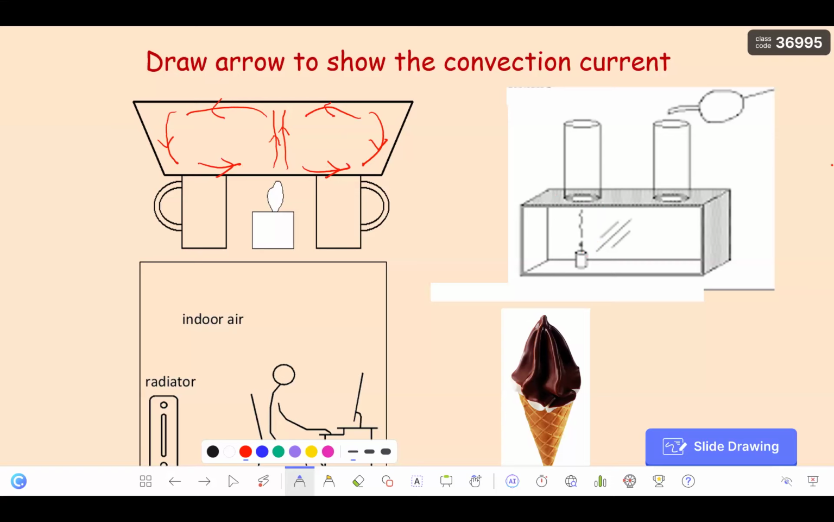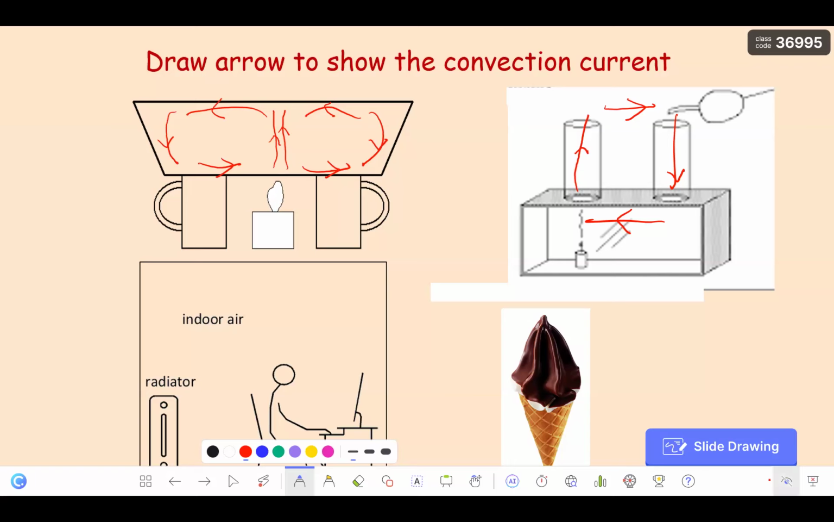But what happens if the heat source is at the side? Then again, it will not be a double loop. Okay, over here is a double loop. But over here, if the heat source is at one side, then it will be a single loop. So the heat source is over here, so this side will go up, and then the other side will go down. Okay, so the cycle will be like this. It's a single loop cycle.